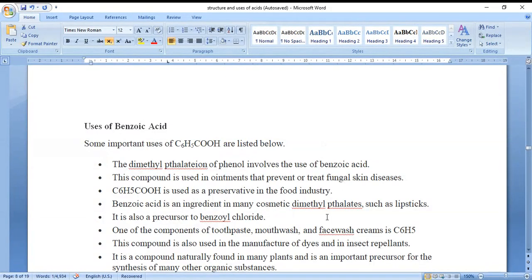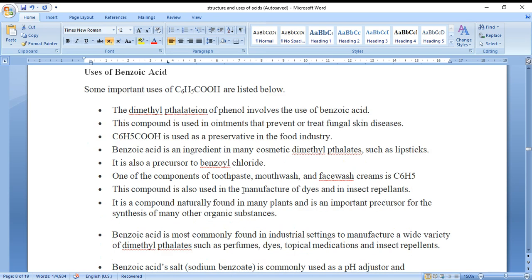Coming to the uses of benzoic acid. Benzoic acid is also used in the preparation of phenol. It is mainly used in ointments to treat fungal skin diseases, and it is used as a preservative. It is one of the main ingredients in cosmetic products such as lipsticks, and it is a precursor to benzoyl chloride.